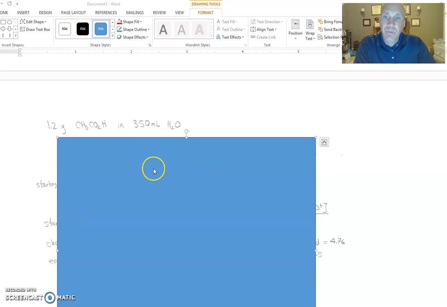So I just wanted to finish up the problem that we started in class today. Unfortunately, I did not write down the exact problem that we started. So if these numbers right here are a little different from what we started in class, I apologize.